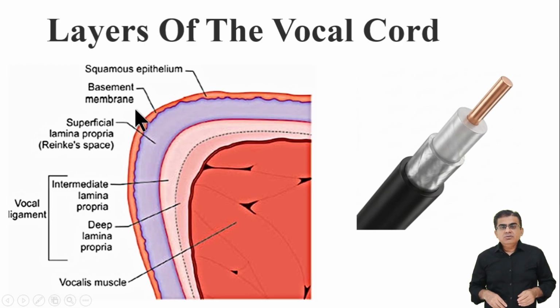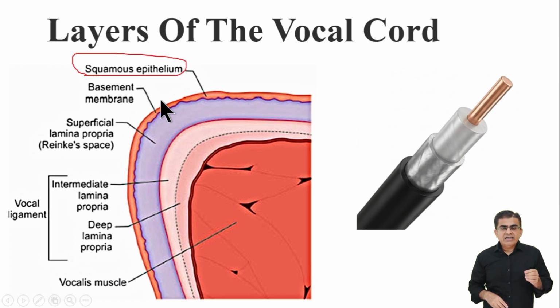First, on the outermost surface, that is the laryngeal lumen surface, we have the squamous epithelium. See this light red color thin layer, this one. Just below it lies the thin basement membrane. See this thin black layer here.